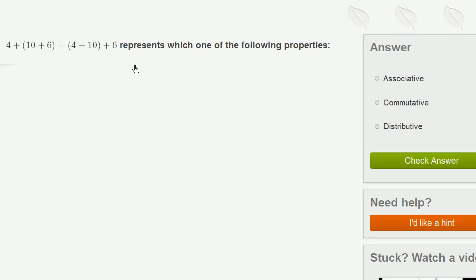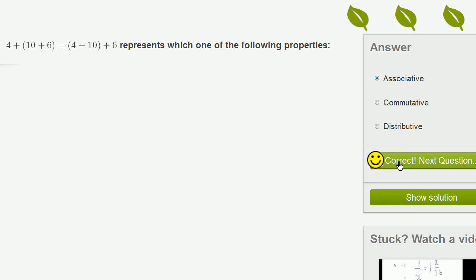Let's do another one. 4 plus (10 plus 6), they're saying is the same thing as (4 plus 10) plus 6. So on the left-hand side, we're doing the 10 plus 6 first, and then we're adding the 4. On the right-hand side, we're adding the 4 plus 10 first, and then we're adding the 6. And we're saying they're equal to each other. It doesn't matter how we associate these numbers. Here we're associating the 10 and the 6 first, and then we're adding the 4. Here we're associating the 4 and the 10 first, and then we're adding the 6. So this is the associative property for addition. Associative. Let's do several more.